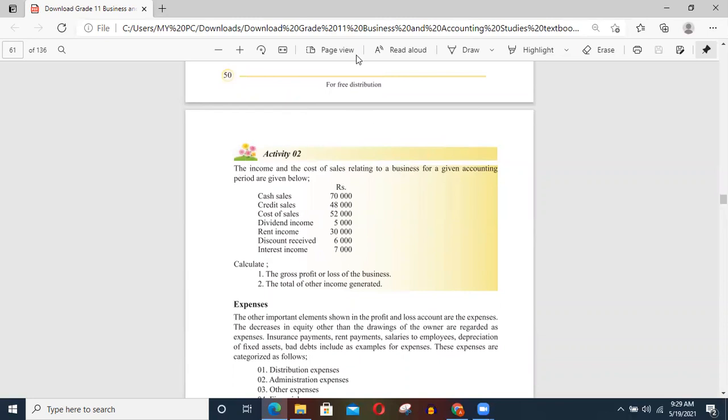Okay, so let's read the question together very carefully. The income and the cost of sales relating to a business for a given accounting period are given below. And you have a lot of things down here. Let's see the first one, the gross profit or loss for the business. So how do you calculate the gross profit? Do you remember the equation I have given you? Gross profit is equal to sales minus cost of sales. Do you remember that?